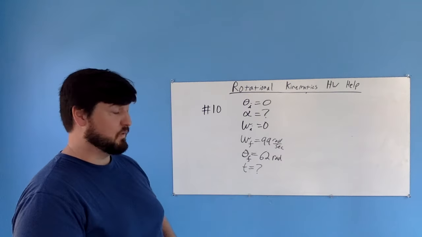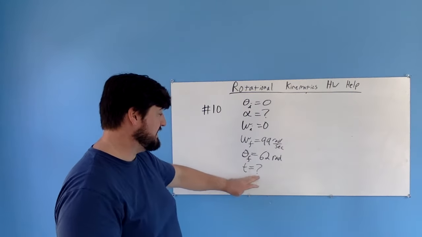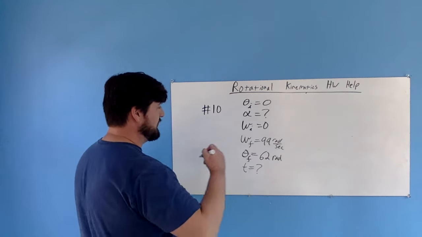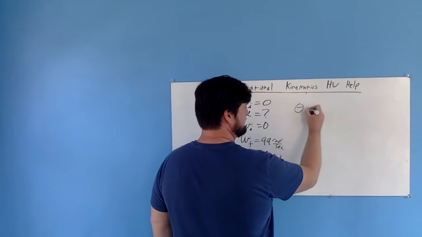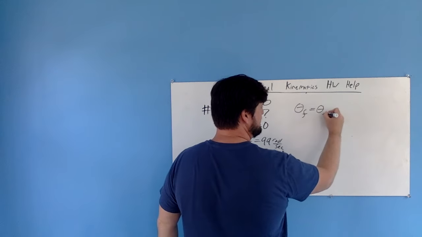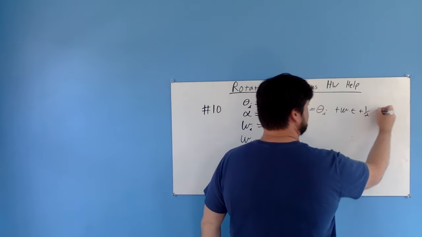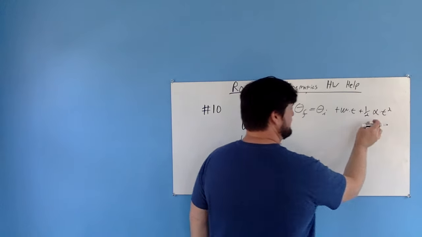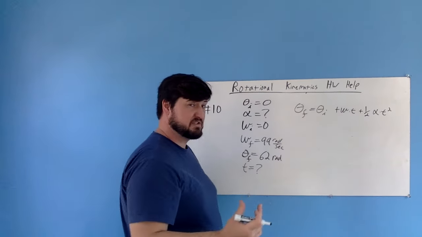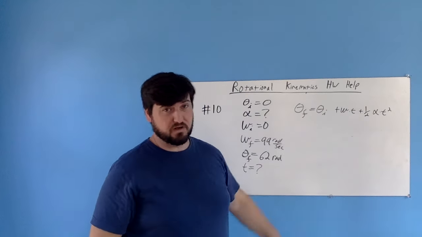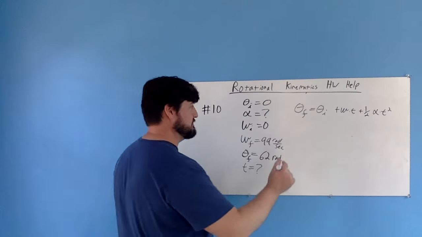Okay, so we can't get to time immediately. If we look at our equations, theta final is equal to theta initial plus omega times time plus 1/2 alpha times time squared. Well, we got time and alpha in there. We got two unknowns, right? Two unknowns in one equation, not going to work. Okay, so let's keep moving on.